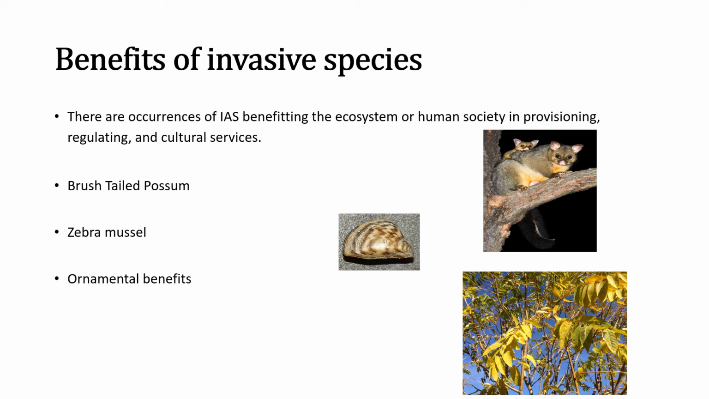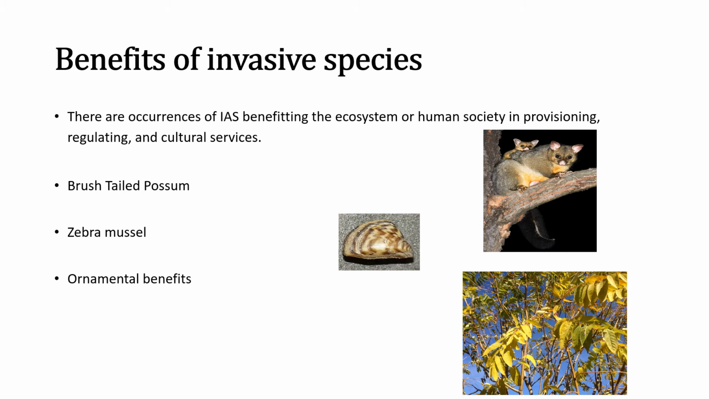Now, for regulating, we have the zebra mussel. It is the poster child for an effective biological filtration machine. Filtration machines help clear the water and make it more drinkable. And so this was just an example of it helping instead of just completely hurting.